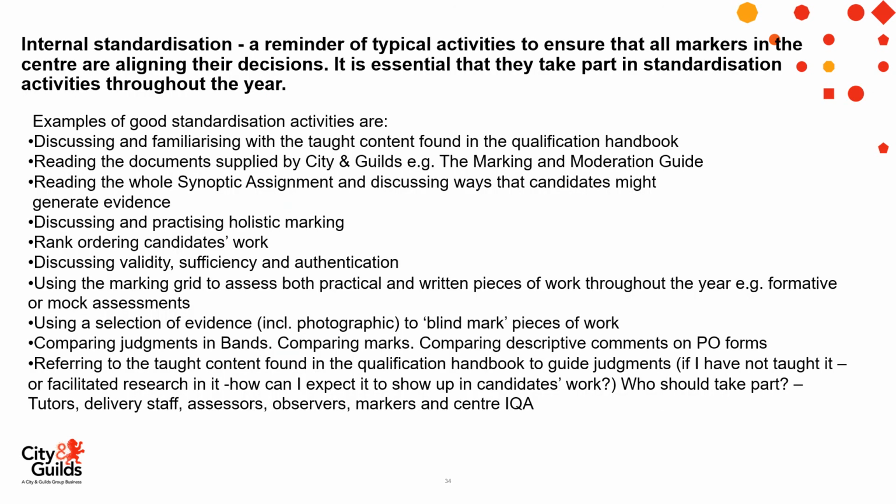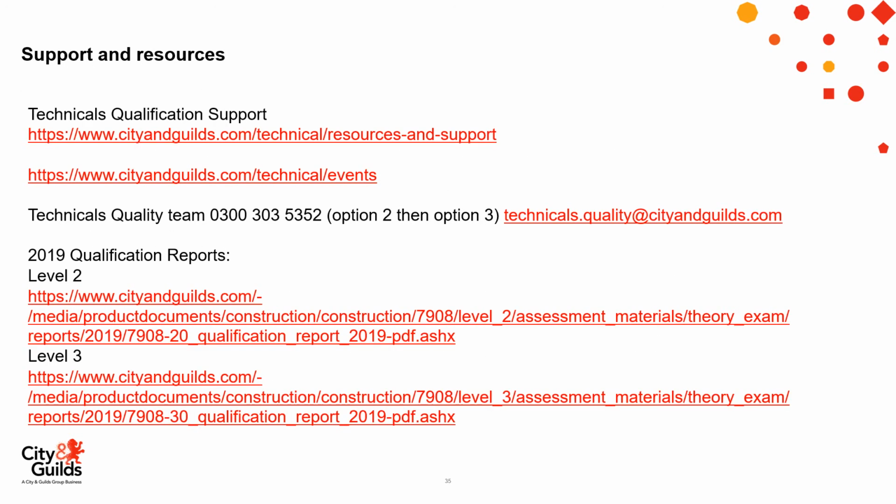This slide provides information on internal standardisation with some good examples of standardisation activities that need to be carried out. This slide shows some support links for City and Guilds supporting resources. It also shows qualification reports for Level 2 and Level 3 data results for synoptic and theory examinations, which pinpoint any areas of concern for future preparation and assessment planning.